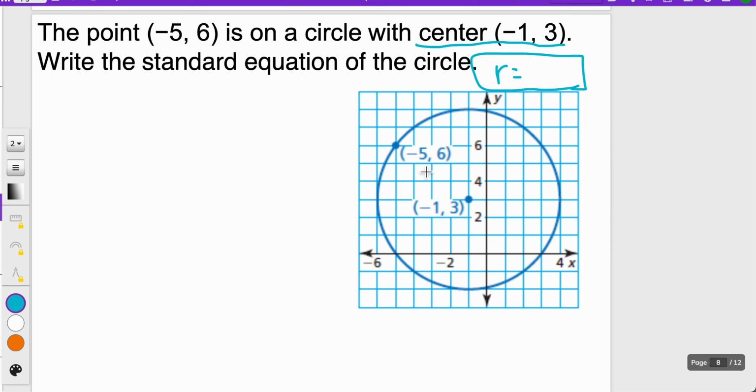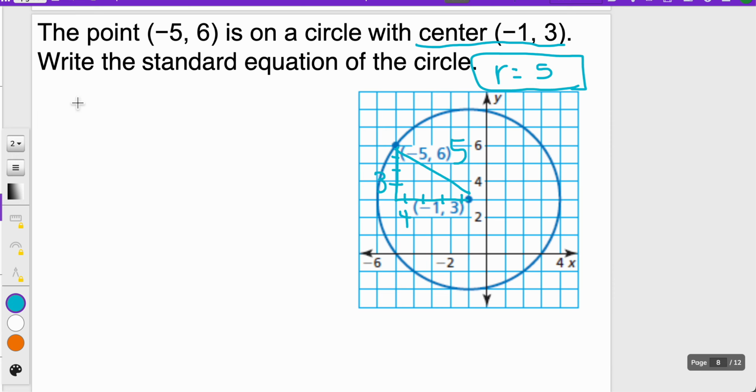So what I need to do first is find the distance between these 2 points. One method you can use is the distance formula. Another method you can use is the Pythagorean theorem. Since I have a picture, I'm going to use the Pythagorean theorem. 1, 2, 3. 1, 2, 3, 4. So that means the distance is 5. From here to here is 5, since 3, 4, and 5 are common triples. So that means my radius is 5.